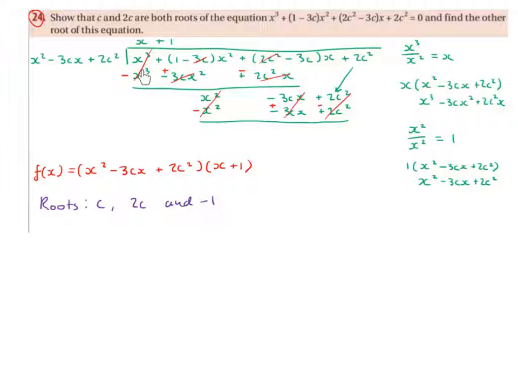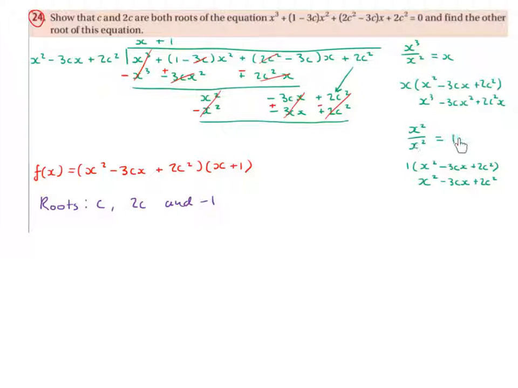X cubed minus x cubed will cancel. Minus 3cx squared plus 3cx squared will cancel, leaving us with 1 times x squared, which is x squared. 2c squared x minus 2c squared x will cancel, leaving us with minus 3c times x. And we bring down the 2c squared. Then we repeat the process. Take the highest power of x inside the bus stop, which is x squared, divided by the highest power of x outside the bus stop, which is also x squared.